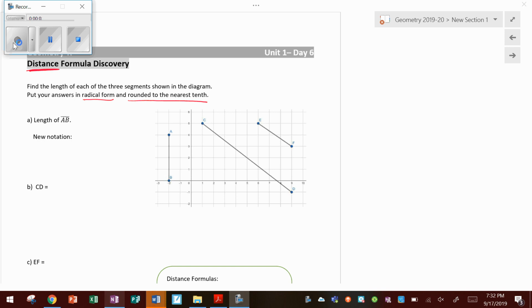Hi guys, I wanted to talk with you a little bit about the distance formula today.